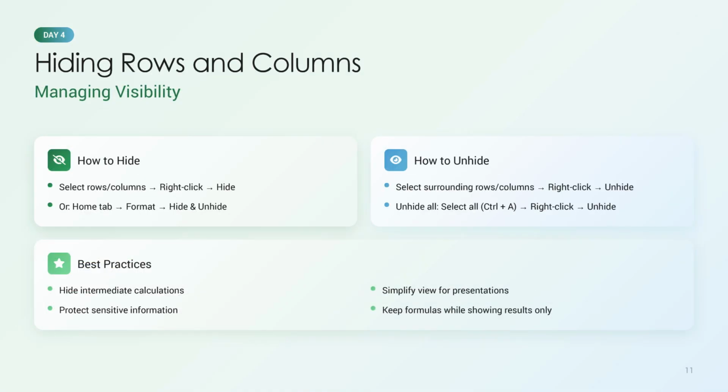Hiding rows and columns. When you don't want them visible, you can hide them. Right-click and choose Hide. To unhide, select the surrounding area, right-click and choose Unhide. Hiding data is useful for simplifying views or protecting formulas while presenting your work.